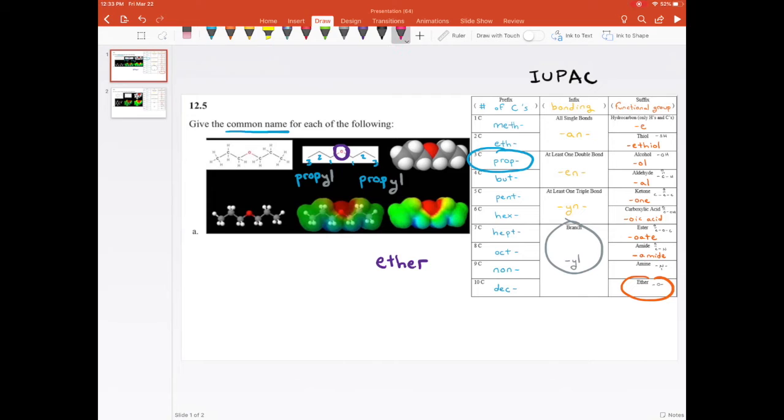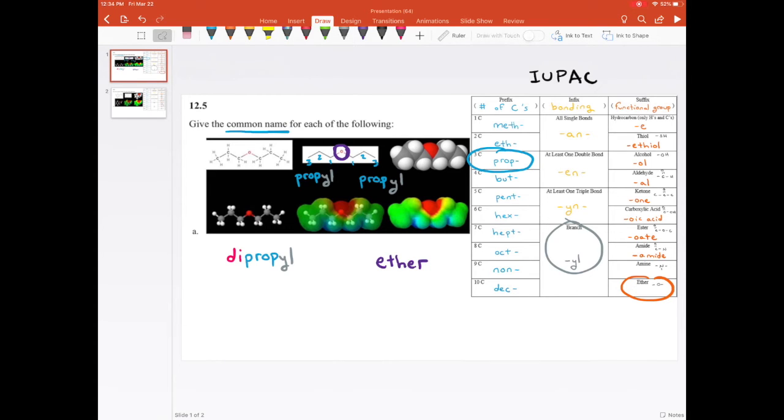Because those 2 branches are the same type of branch, they're both propyl branches, we can smush them together, put a prefix to say how many we smush together, and then you have to say what type of branch. So propyl, so dipropyl. Now notice the branches didn't have to be given a number to say where they attach to the backbone, because the backbone is just one atom. So there's no ambiguity about where the backbone attaches. It has to attach to that one oxygen atom.